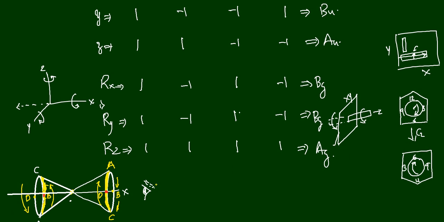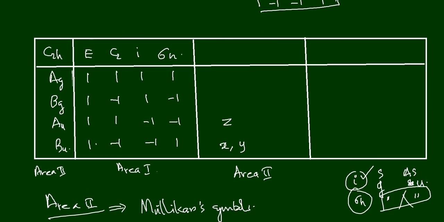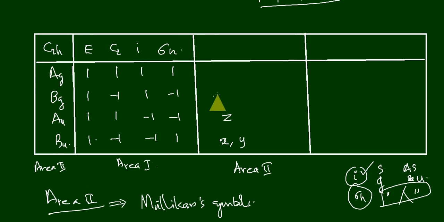Okay. So against the BG line we have to write Rx, Ry. Rx, that is BG line, Rx, Ry, and against the AG line we have to write Rz. Okay. So now area 3 of the character table is over.